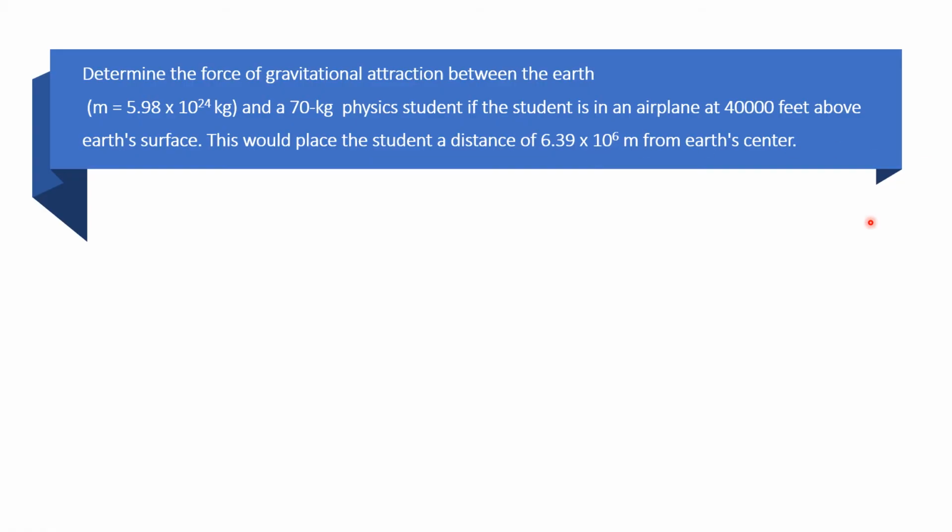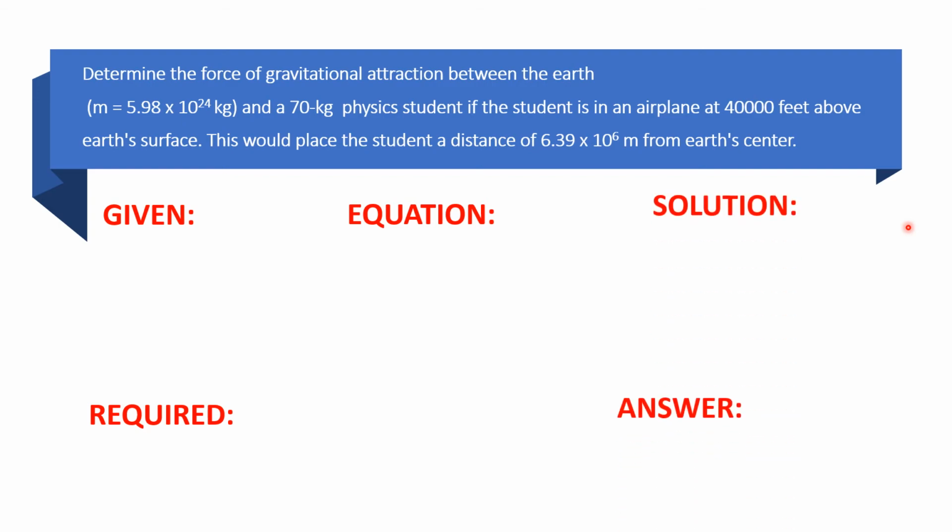Okay. So, this problem would require us to calculate the gravitational attraction. So, madali lang, hindi tayo magde-derive ng formula kasi yun na yung hinahanap. So, let's find the given, the required, the equation, the solution, and the answer. For the given, it was already stated, yung mass ng Earth, that is 5.98 times 10 raised to 24 kilogram. Lagay na agad natin yan sa given. Okay. And another given is the mass of the physics student. That is equivalent to 70 kilograms. Okay, so we have 70 kilograms.